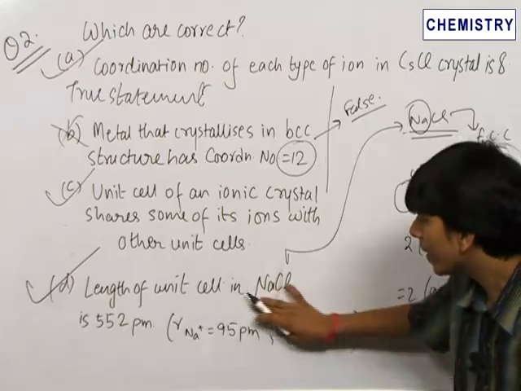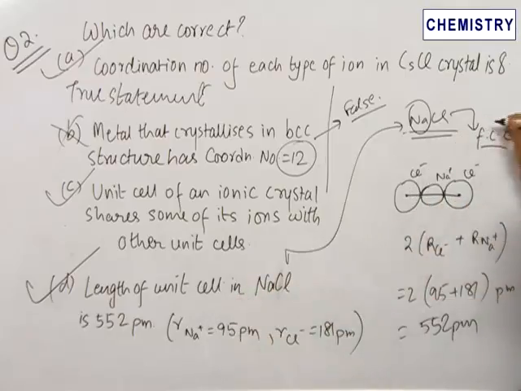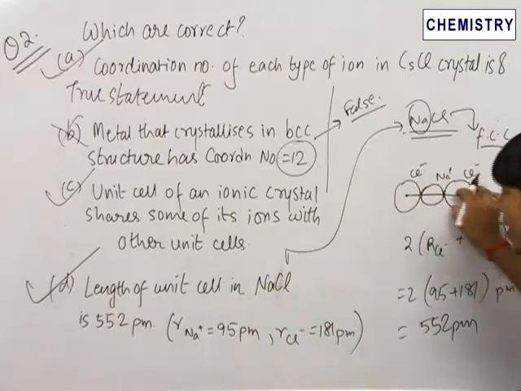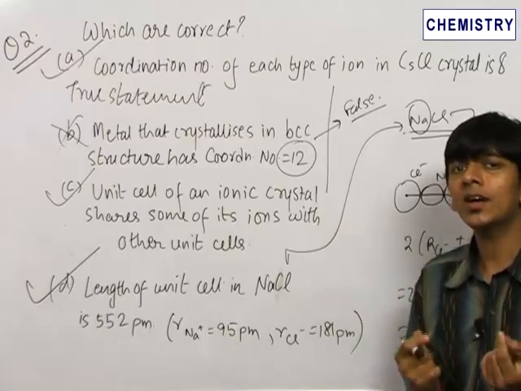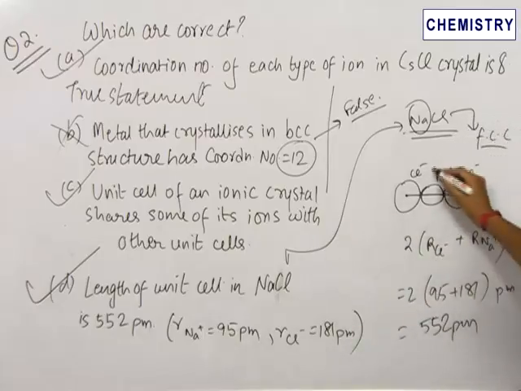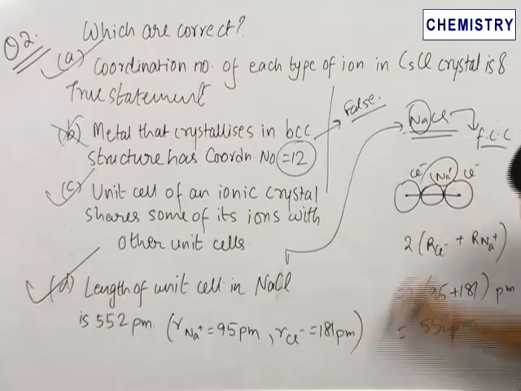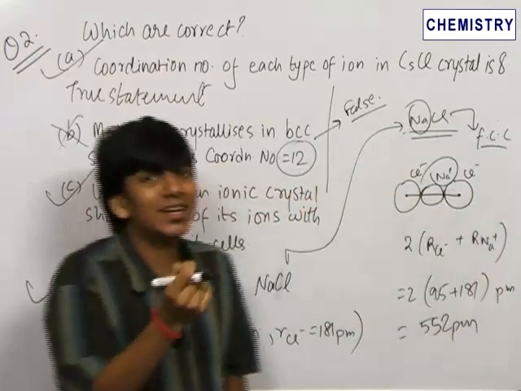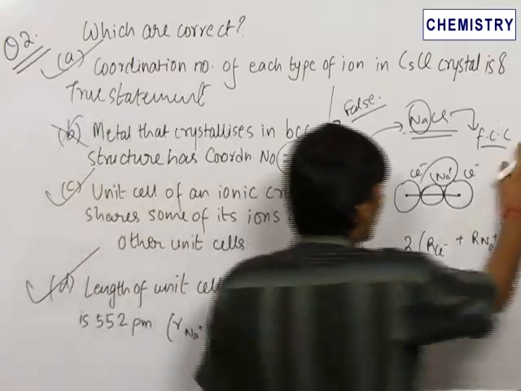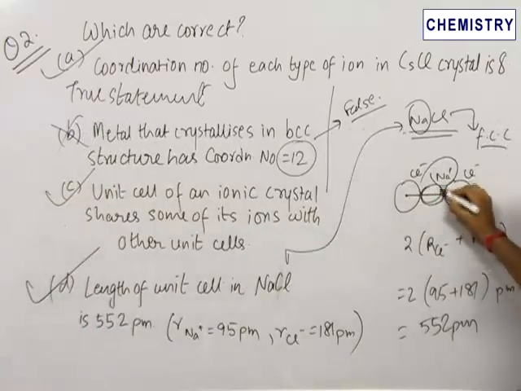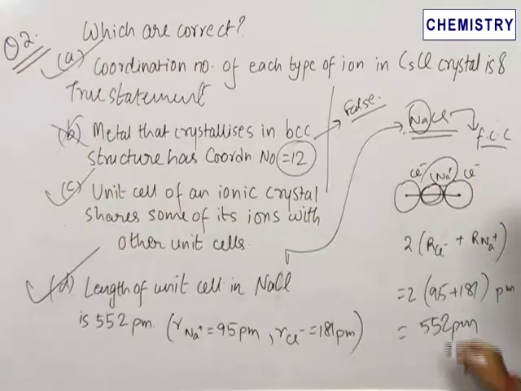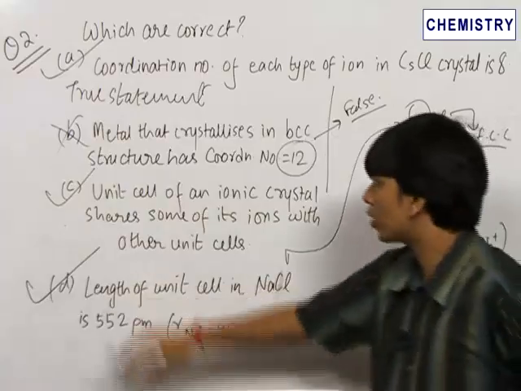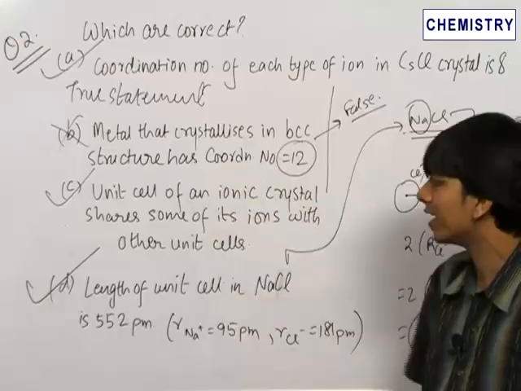To solve this part, you must have known that NaCl has face centered cubic structure with Cl minus ions at the corners and the face centers, and the Na plus ions occupy the octahedral voids at the edge centers. The octahedral voids in a FCC structure are located at the edge centers and at the center of the lattice, but we considered this to find out the edge length, which came out to be 552 picometers, and our D option is correct. So final answer is A, C and D are the correct options.